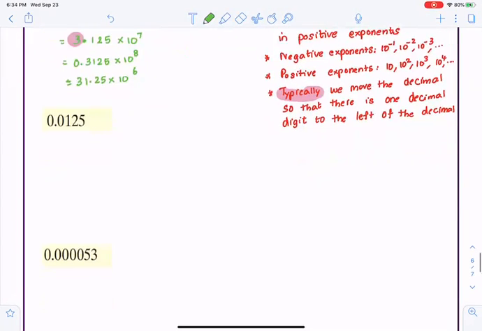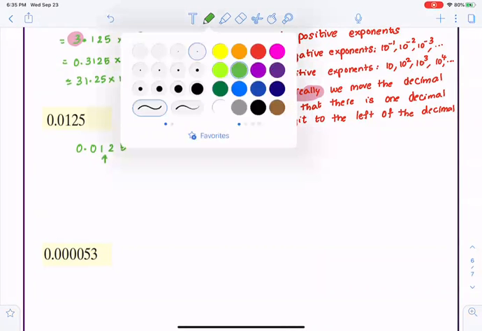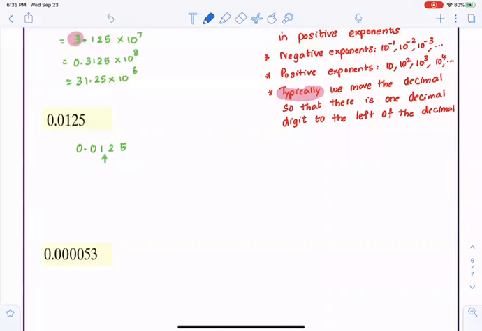So the next problem, 0.0125, is a good case where we have to move to the right. Our goal is to write it in terms of 1.25. So we have 0.0125, and I'd like to have the decimal right over there. So I moved it once to the right, twice to the right. So I will have 1.25 times 10 raised negative 2.